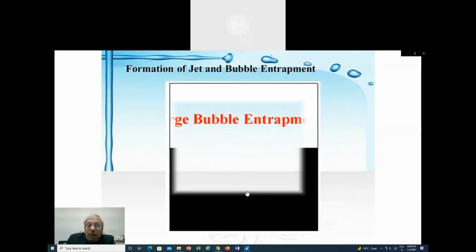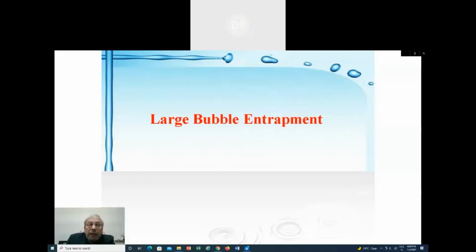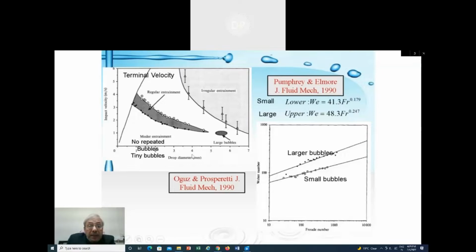We focus specifically on a phenomenon which is called large bubble entrapment, and we did try to make some contribution there. Now this is a velocity versus drop diameter map. These are called regime maps, and this was developed by Pumphrey and Elmore. You can see this axis is velocity, this is the drop diameter.